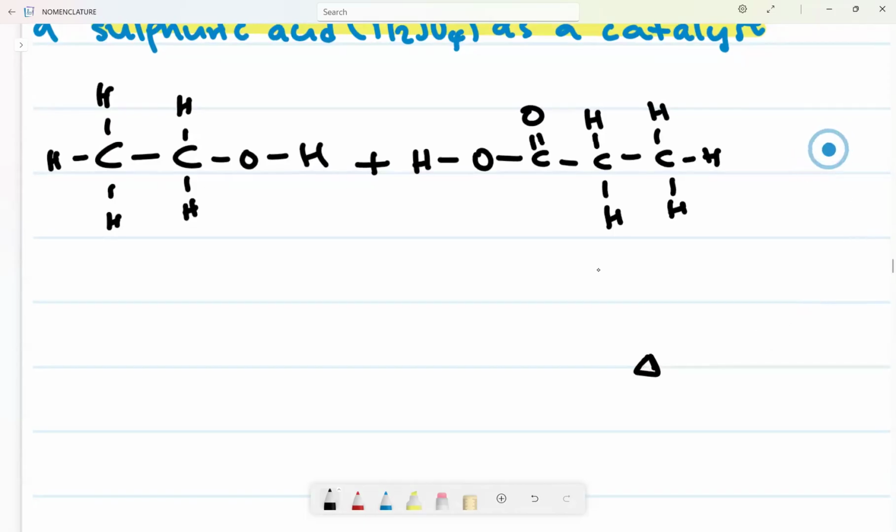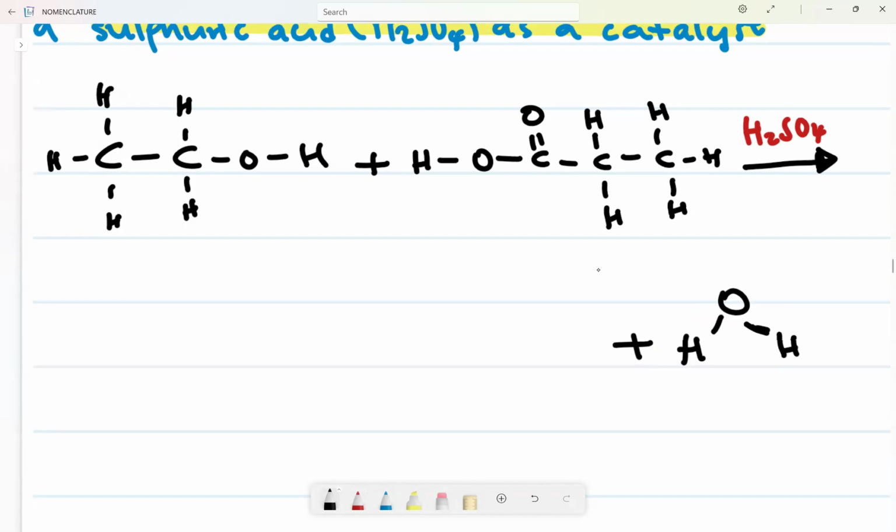It forms, let's say, in the presence of what? In the presence of sulfuric acid as a catalyst. Water is a byproduct in this case. It will also form water. You can just say H2O or water. Now, where do I take this water from? We take OH from the carboxylic acid, then we take H from the alcohol. This is how we form water.